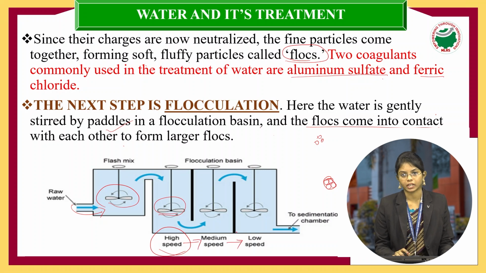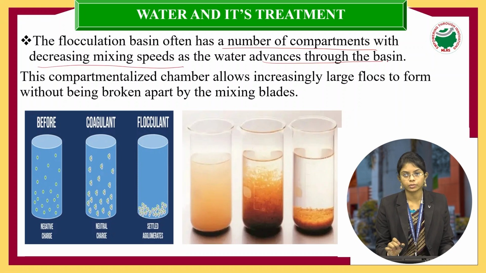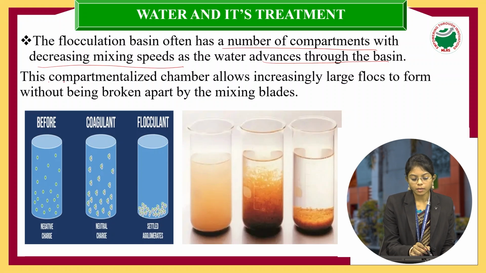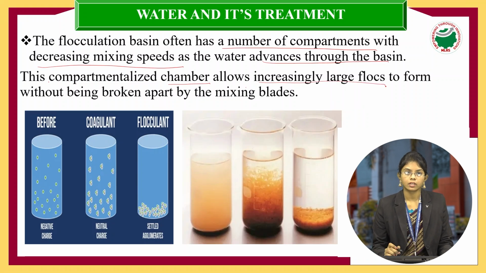and from there it comes to a lower speed. The flocculation basin, as we have seen in the previous slide picture, consists of a number of compartments with decreasing mixing speeds as the water advances through the basin. So we can see the mixing speed decreasing by one compartment in the flocculation basin. This compartmentalized chamber allows increasingly large flocks. So when you are continuously mixing, the small flocks combine together and form a larger flock.